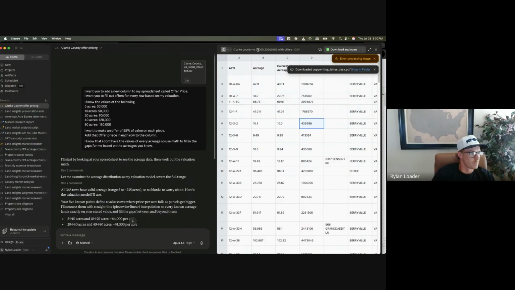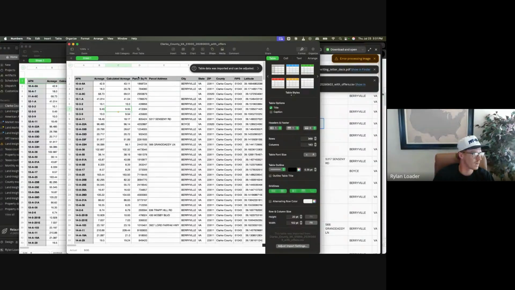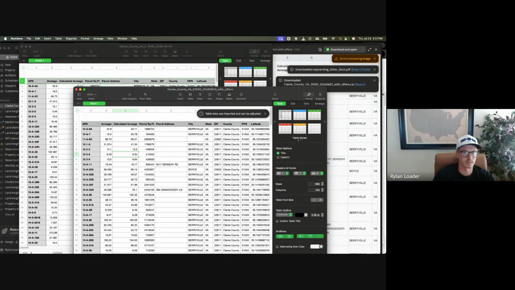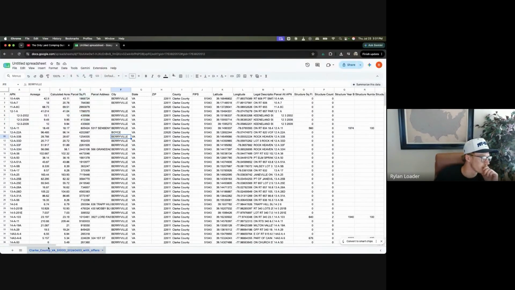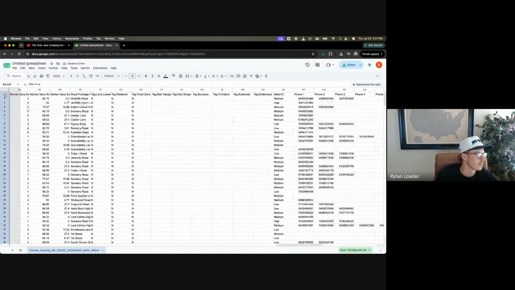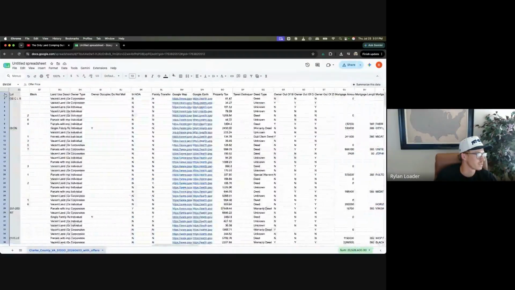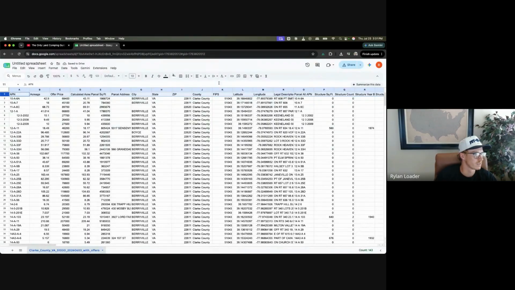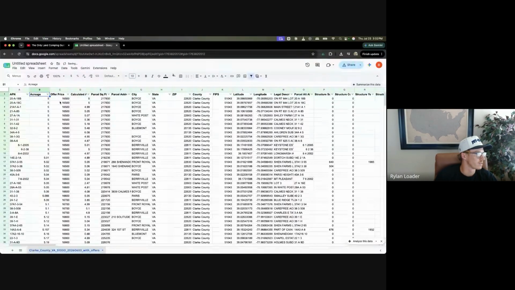Okay, so it pumped out that CSV for me. I'm going to download it, and then I'm going to throw that in Google Sheets real quick. Okay, so we're looking for that new column. It's probably going to be at the end. I'm just going to drag it all the way over to our acreage so we can see what it did. Now I'm going to filter it by offer, by acreage.